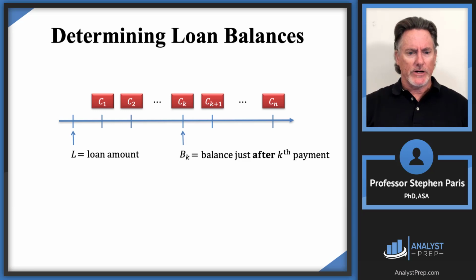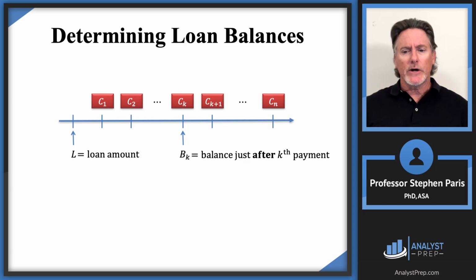Okay, so here's my timeline. This is what the general timeline looks like. The cap B sub K is going to be the balance just after that kth payment. Again, cap L is going to be the loan amount. There's going to be two ways to calculate these balances, and I want you to see the big picture. I think this exam is much easier to study for if you just learn the big picture and the general ideas instead of trying to just memorize formulas. And that's what I'm going to try to convince you of here and show you.